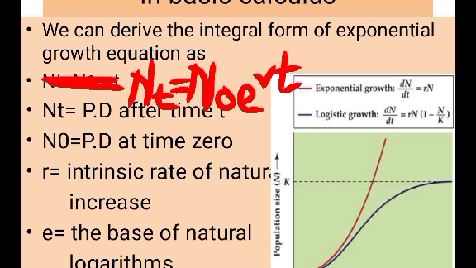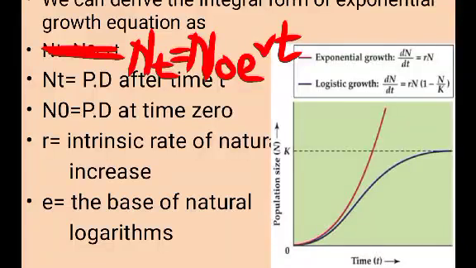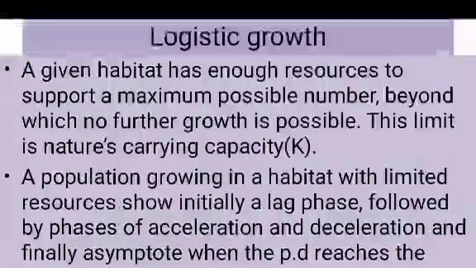When we see exponential growth, we get a J-shaped curve. In this graph, when population size is plotted against time, you can see a J-shaped curve. The red colored curve is the curve we get for exponential growth. Next we can see logistic growth.